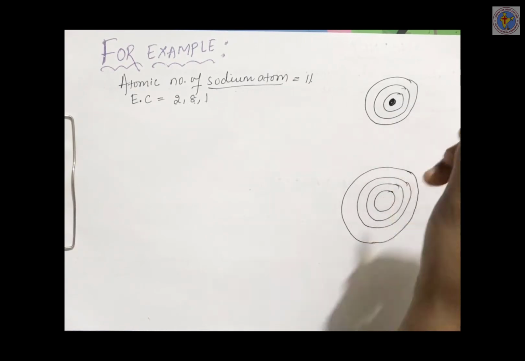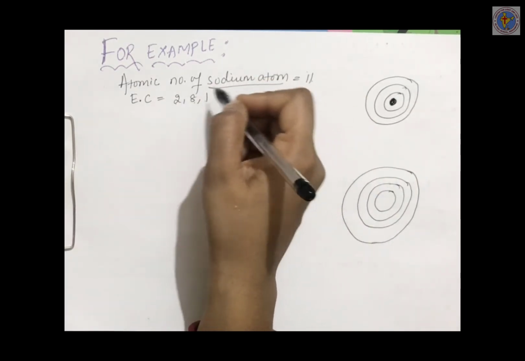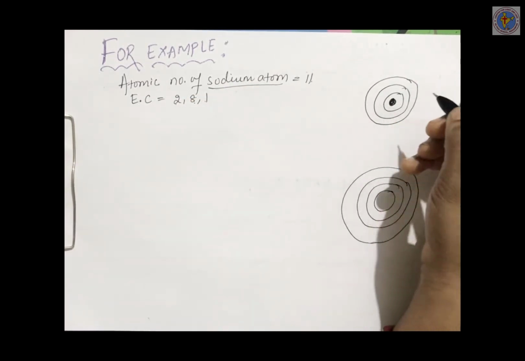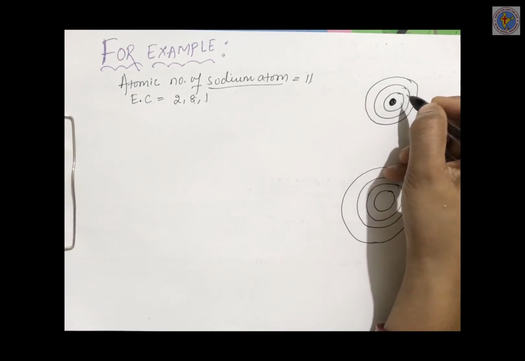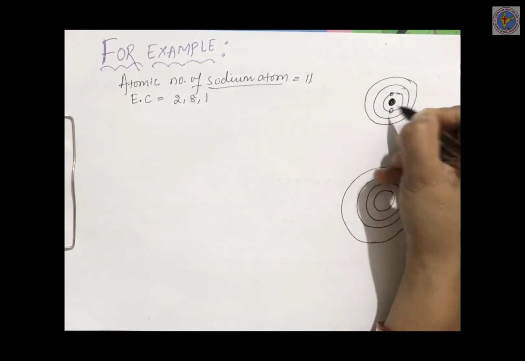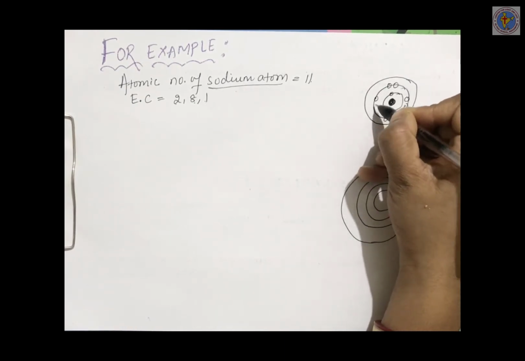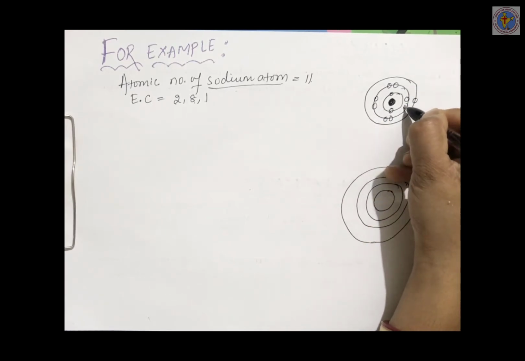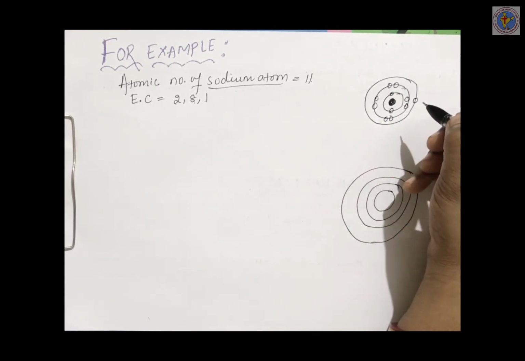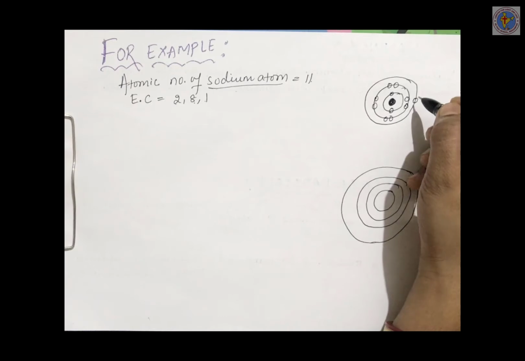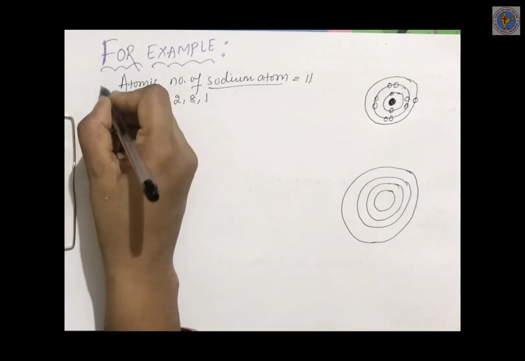According to this, we have written that the electronic configuration of sodium atom is 2, 8, 1. According to the rule, we should start from the inner shell. So 2 electrons are present in the first shell, then 8 electrons, 1, 2, 3, 4, 5, 6, 7, 8, and in the third shell 1 electron. As we know, the outermost shell should not contain more than 8 electrons. Here we have 1 electron, so it is not more than 8. Now this is the first example.